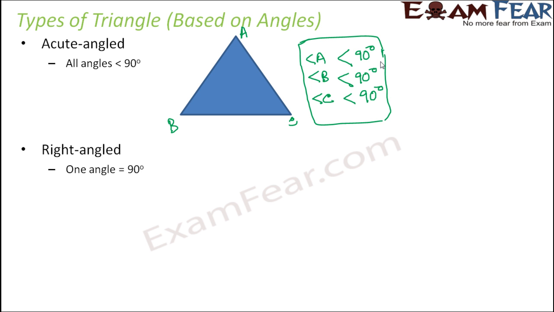Similarly, you might have a right angled triangle where at least one angle is 90 degree. Now, can you ever draw a triangle where more than one angle is 90 degree? No, you cannot draw a triangle like that.